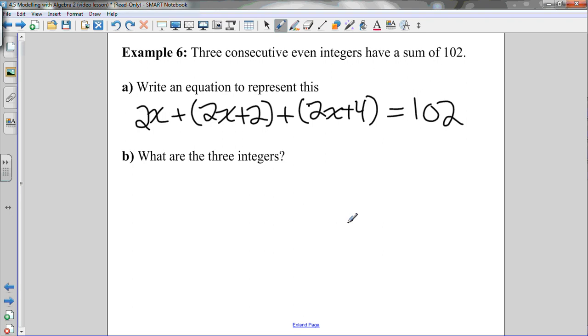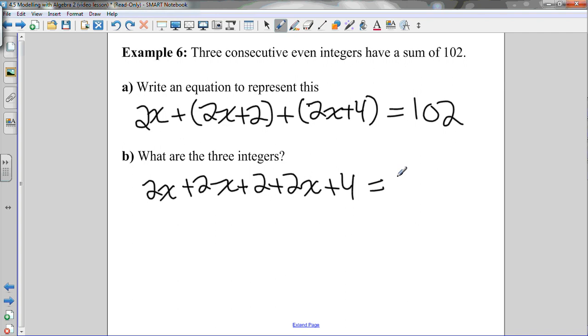So what are the 3 integers? Well, we'll solve this equation. I have one unknown. I can solve that. I'm adding polynomials. I know in adding polynomials, I can just drop the brackets. So I'll start by doing that. And then I'm going to collect all my like terms and solve for the variable.